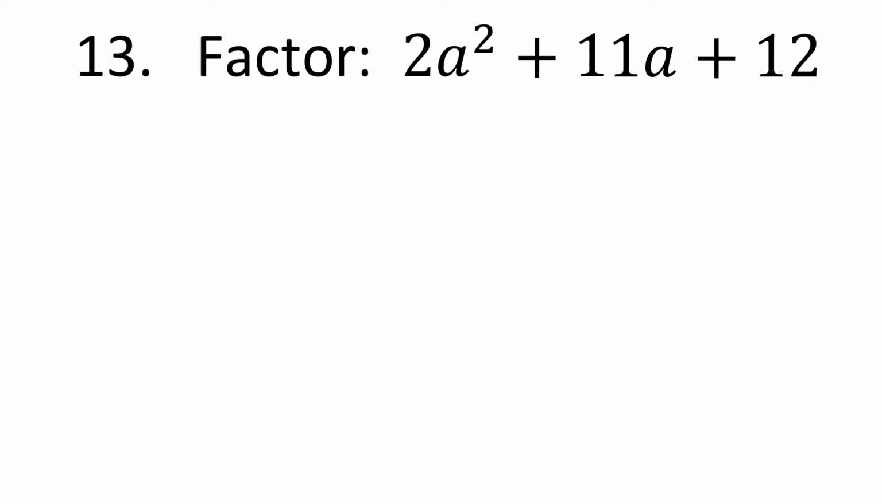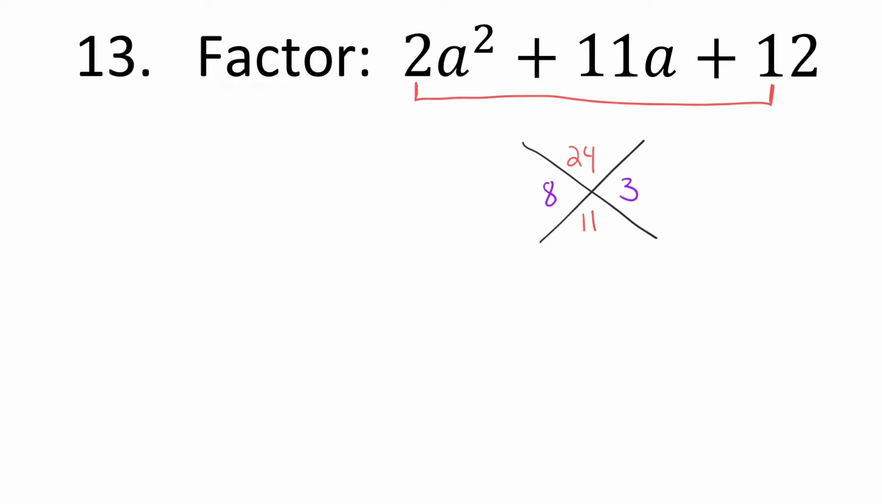So the X diagram, you do the same thing. You're going to multiply the a value times the c. So we do have a 2 here, and you're going to multiply by the c value. 2 times 12 is 24. Then your middle term or b value, this one here, will be positive 11. So we need to find two factors that will multiply to positive 24, and they add up to 11. And I am thinking of 8 and 3. 8 times 3 is 24. 8 plus 3 is 11.